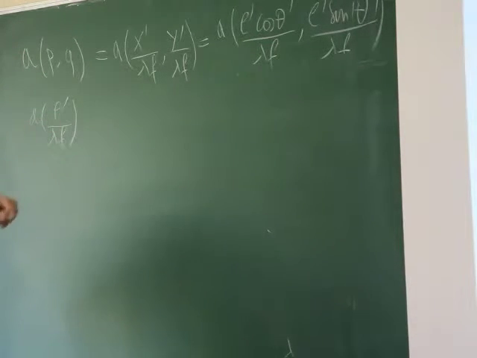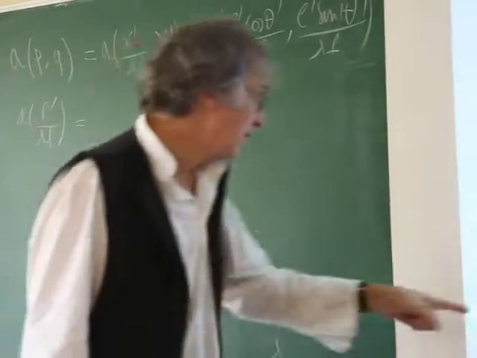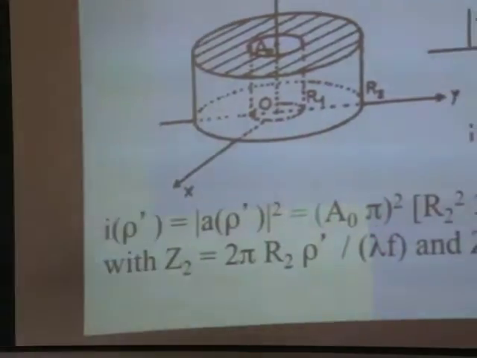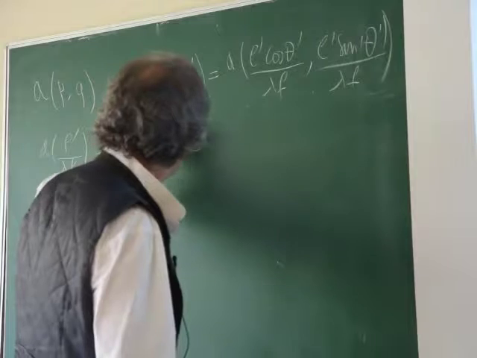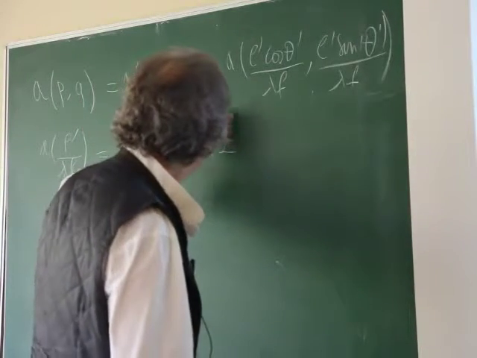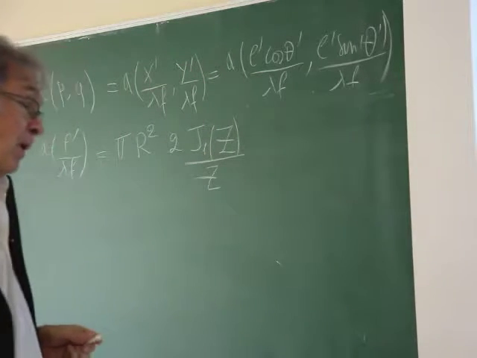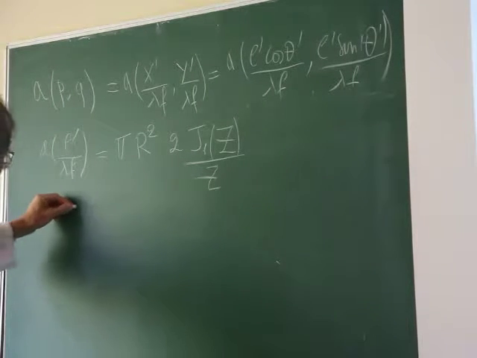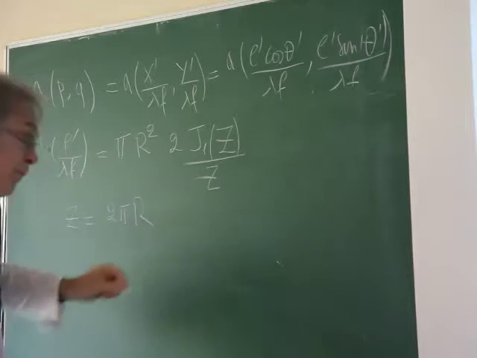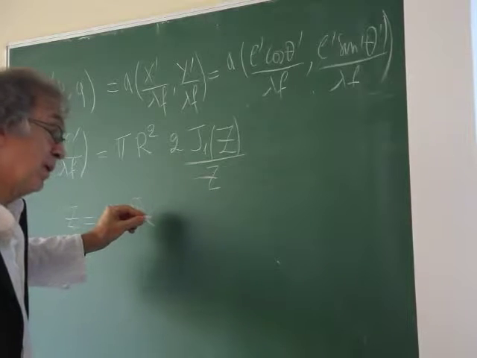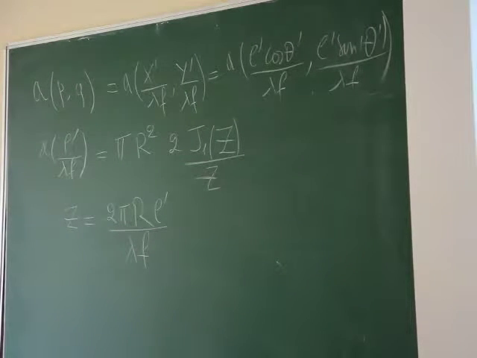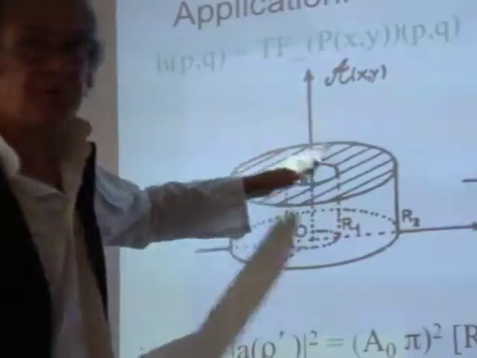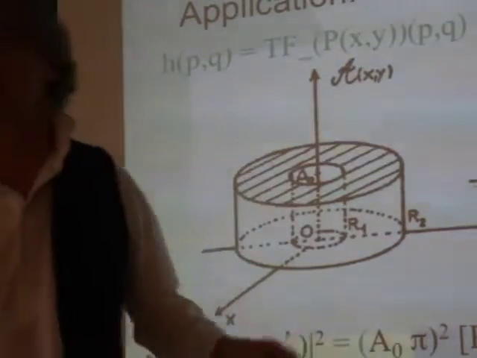So it doesn't depend on theta prime, which is equal to, so this is intensity, so I should take the square root of that. So I find that it is pi times the square of the radius, times 2 times J1 of a parameter Z that I will define in a moment, divided by Z, where the quantity Z is equal to 2 pi R times rho prime over lambda f, like this. And that's all. So I have assumed here that there is no obstruction by a secondary, so that it is a fully filled circular aperture.